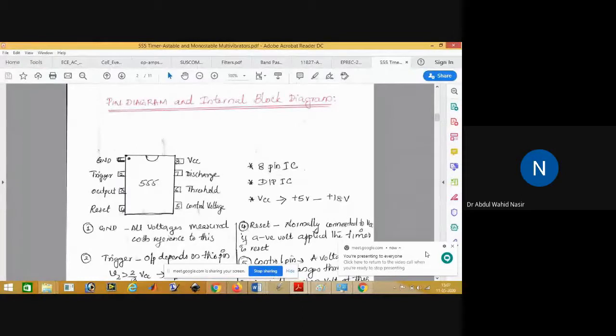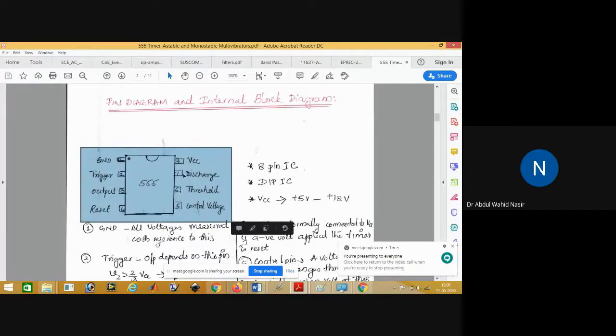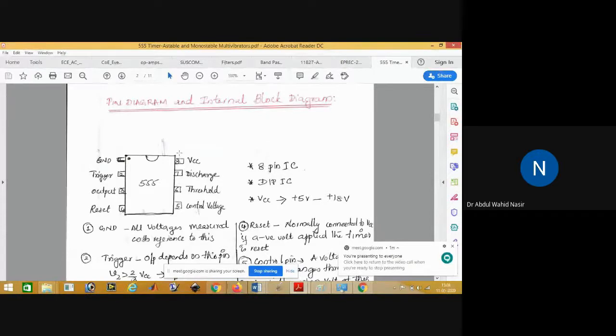Just before we start our experiment, we'll revise in a nutshell the pin diagram of the 555 timer. As you can see here, this is the 8 pin DIP 555 timer. Pin number 1 is ground, pin number 2 is trigger, pin number 3 is output, pin number 4 is reset, pin number 5 is control voltage, pin number 6 is threshold, pin number 7 is discharge, and pin number 8 is VCC, that is supply. We know all the functions of these pins.